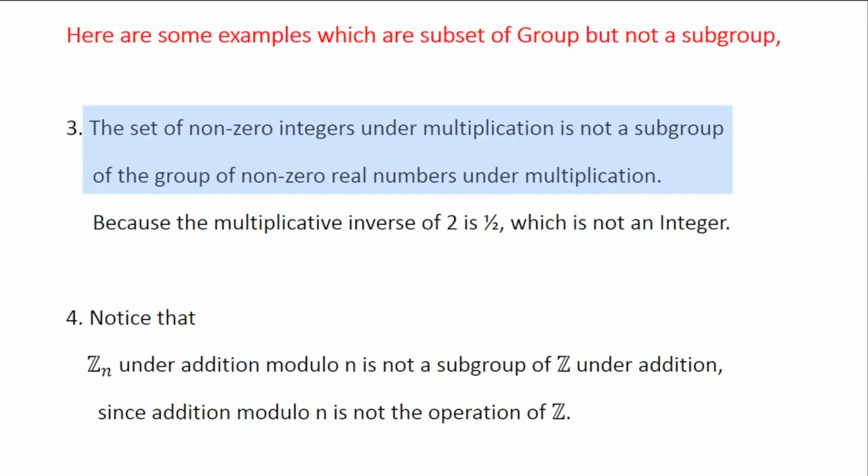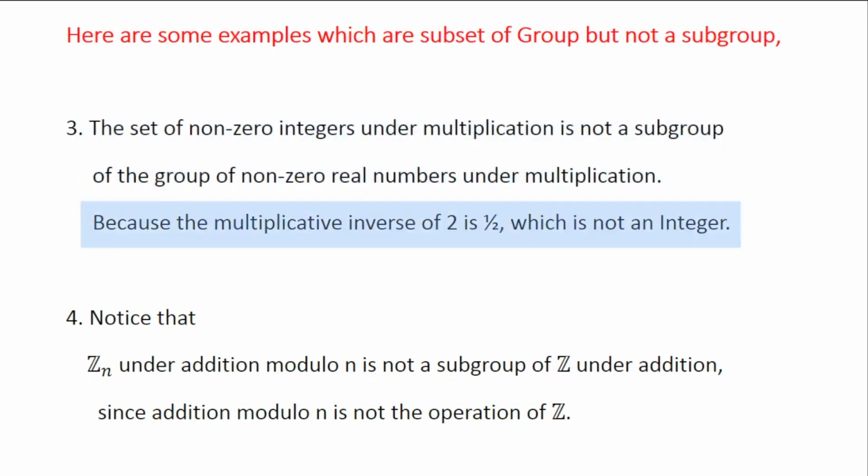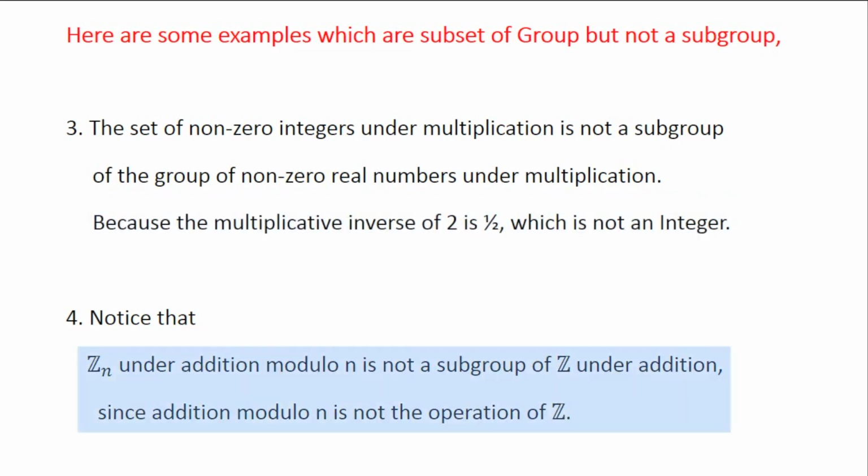The set of non-zero integers under multiplication is not a subgroup of the group of non-zero real numbers under multiplication, because the multiplicative inverse of 2 is 1/2, that is half, which is not an integer. Notice that Z_n under addition modulo n is not a subgroup of Z under addition, since addition modulo n is not the operation of Z.